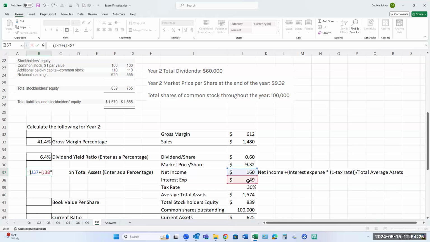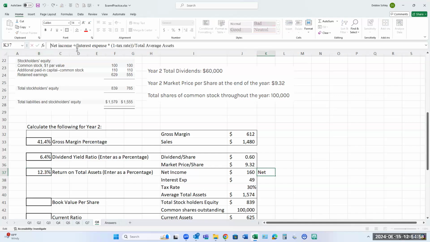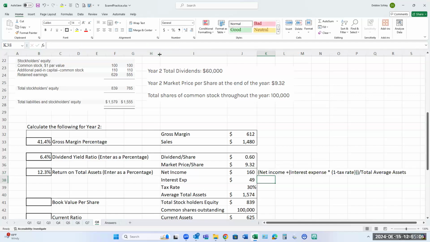Interest expense times open parentheses 1 minus the tax rate. Close parentheses. Close parentheses. Close parentheses. Okay. Now divide by total average assets. Gives me 12%. Okay, so I need to fix this. There should be a parentheses at the beginning, and then I need 3 parentheses before the dividing. So lots and lots of parentheses, and this is a long formula, but it's pretty straightforward.